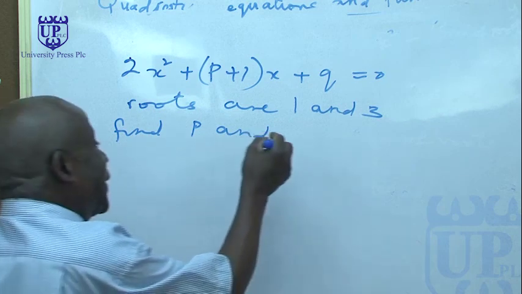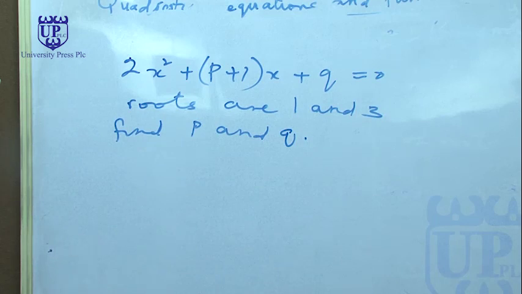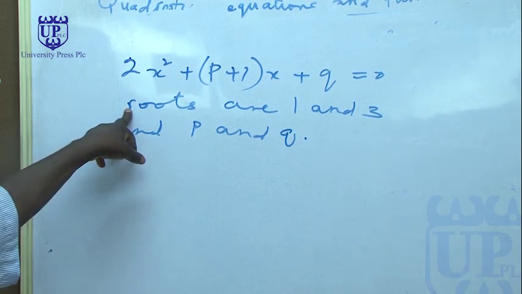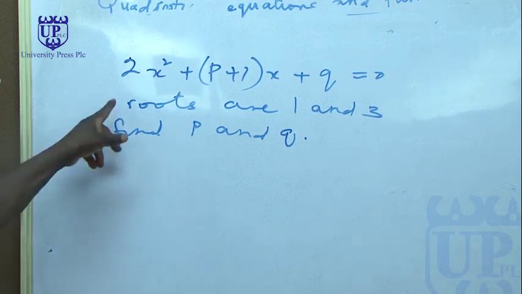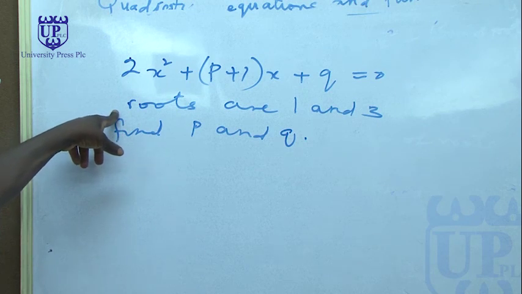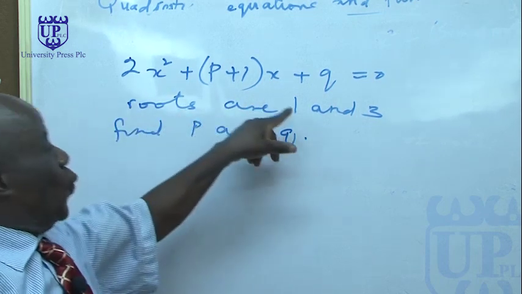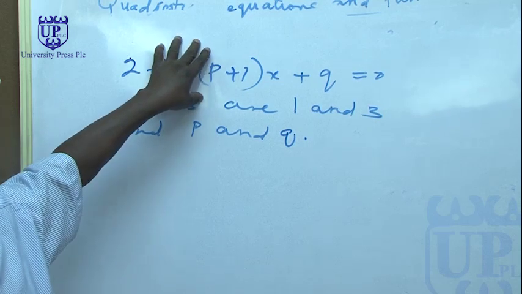Find p and q. Now, please, the roots are given: 1 and 3. The roots are values of x where the curve crosses the x-axis. It means when x is 1 and when x is 3, this expression is equal to 0.